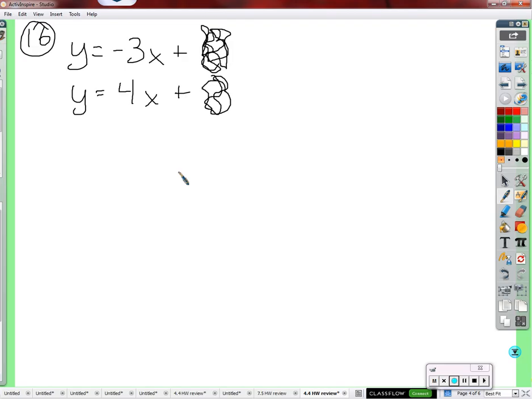What do you say, Clint? It's one. And why is that? Because the slopes are different. Yeah, that's enough evidence to say that they must have one solution, because if they have different slopes, they're at different angles, and at some point they're going to intersect. Zero or infinity, they'd have to have the same slope, right? Same slope, different y-intercepts, they don't have any solutions. Same slope, same y-intercept, they have infinite solutions.